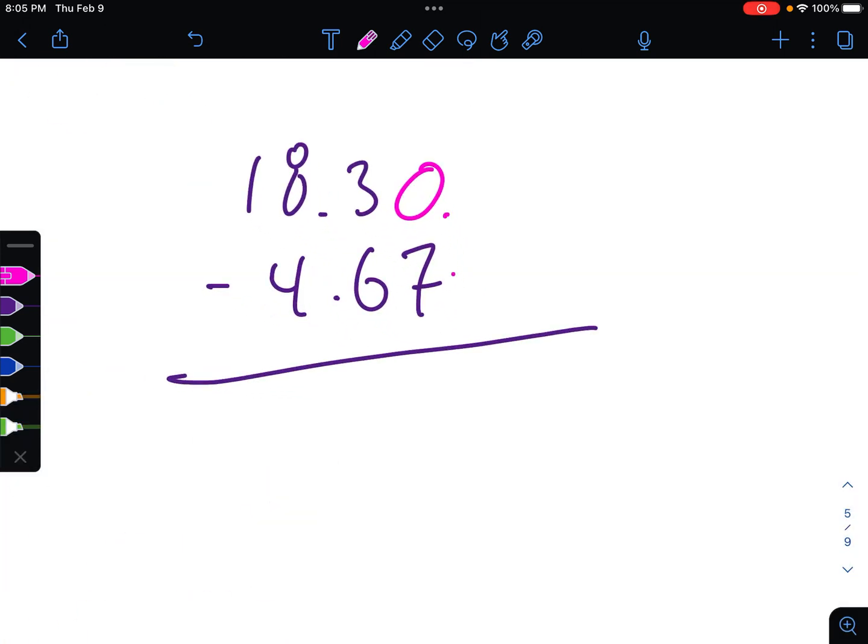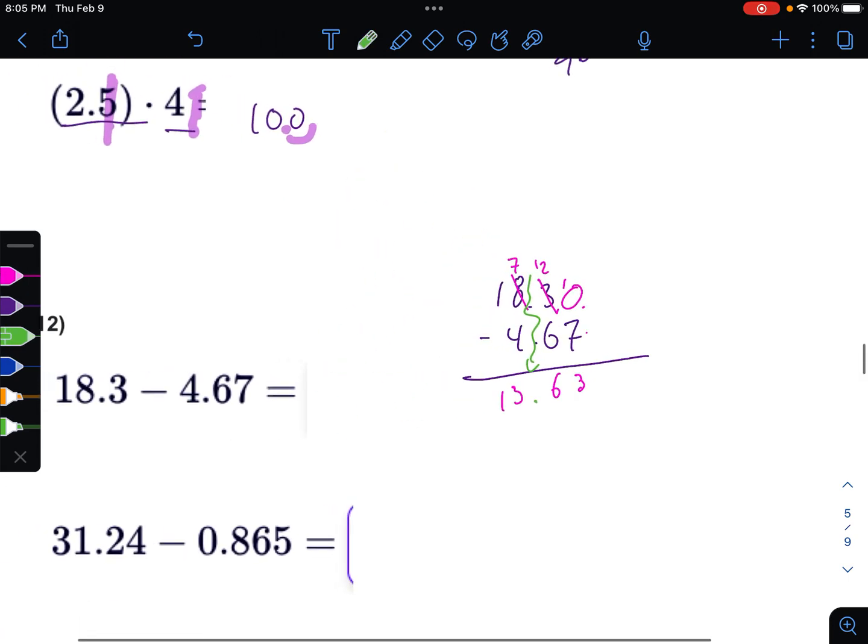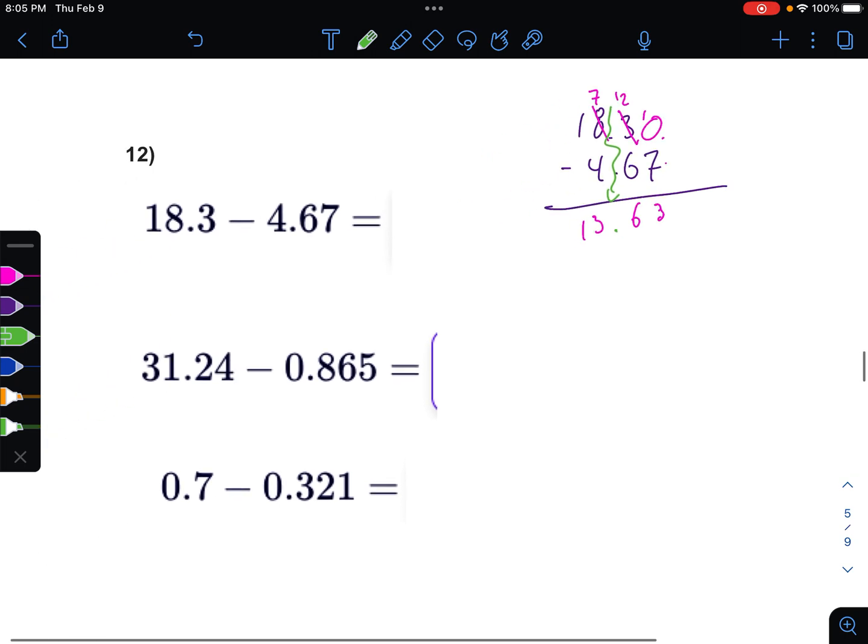So, easy. 0 minus 7, not enough. I got to borrow. So 3 becomes a 2. I'm bringing 10 over. 10 minus 7 is 3. 2 minus 6, not enough. Got to borrow from the 8. Going to be 7. Now it's 12. 12 minus 6 is 6. 7 minus 4 is 3. Got the 1. And I'm going to just drop the decimal down. 1363. Let's do this next one.